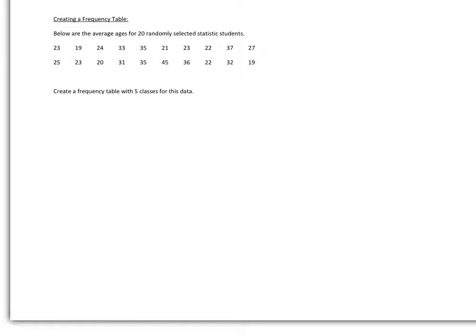So what we're going to do right here is create a frequency table with 5 classes. This data is for average ages for 20 randomly selected students in a stats class. If we want to make a table, we know this part is always given to us: how many classes. We're trying to fit this data into 5 classes, so we have to figure out what our limits are for each class. Who's going to fall in the first class, things like that. So the first thing we're going to do is find the range. How far apart is this data?